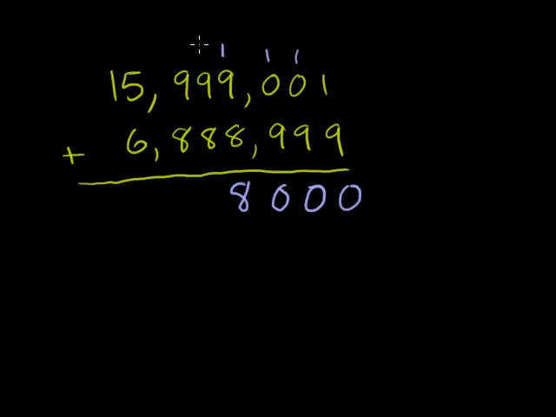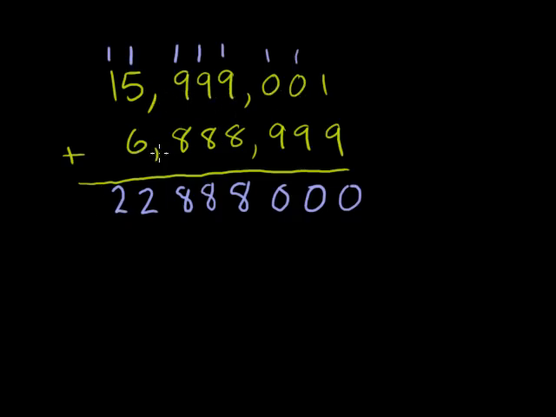Write the 8, carry the 1. 1 plus 9 is 10, plus 8 is 18. Write the 8, carry the 1. 1 plus 9 is 10, plus 8 is 18. Write the 8, carry the 1. Now we're in the millions place. 1 million plus 5 million is 6 million, plus 6 million is 12 million. Write the 2 million and then carry the 1, because 12 million is 2 million plus 10 million. This is 1 ten million plus another 1 ten million, right? That's 1 plus 1 is 2. And then we are done.